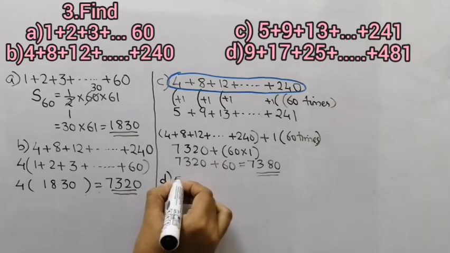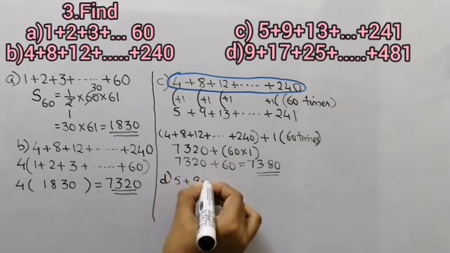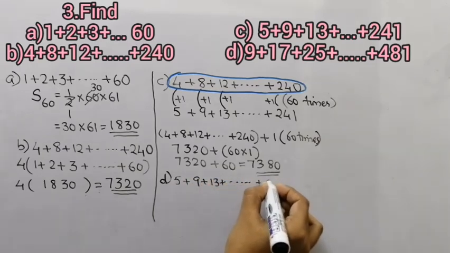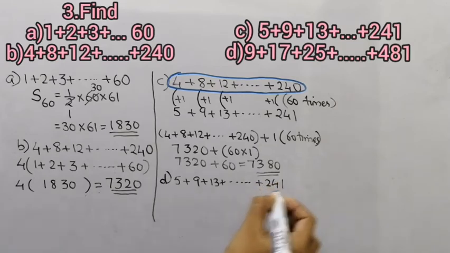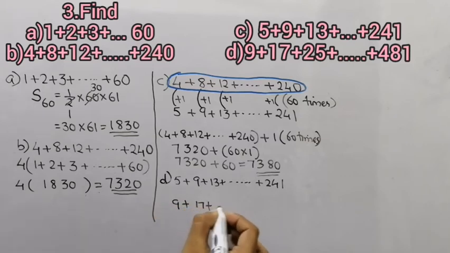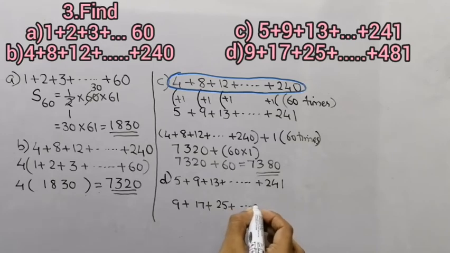5 plus 9 plus 13 up to 241. And what is our new sequence? 9 plus 17 plus 25 plus up to 481. Okay, so this is our new sequence.